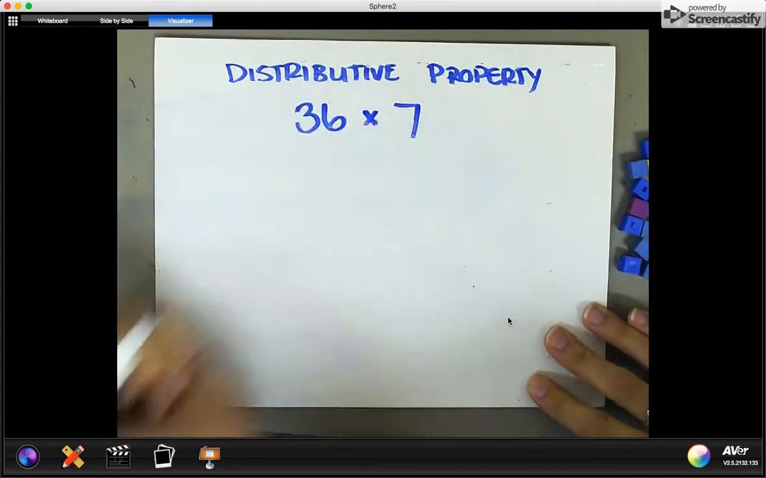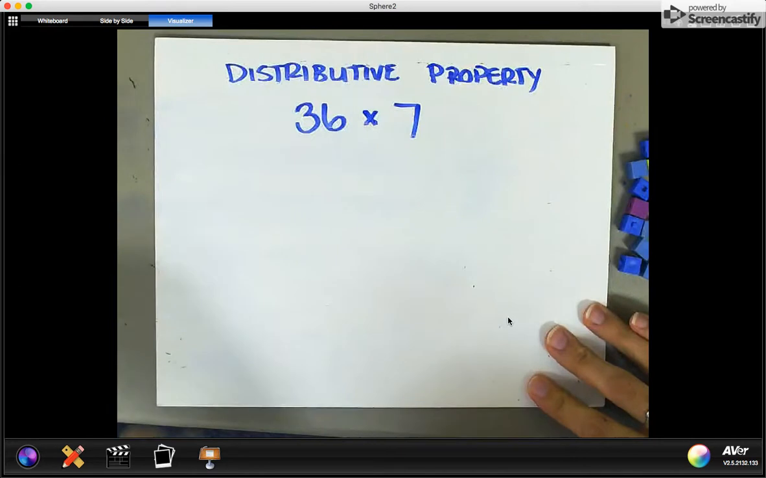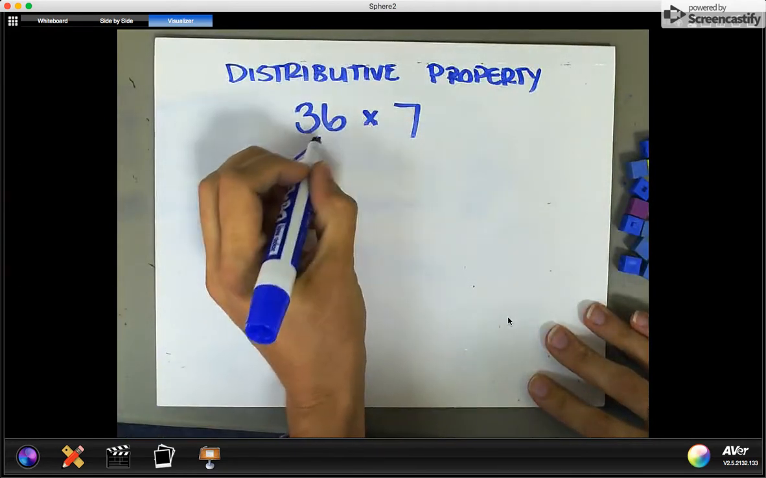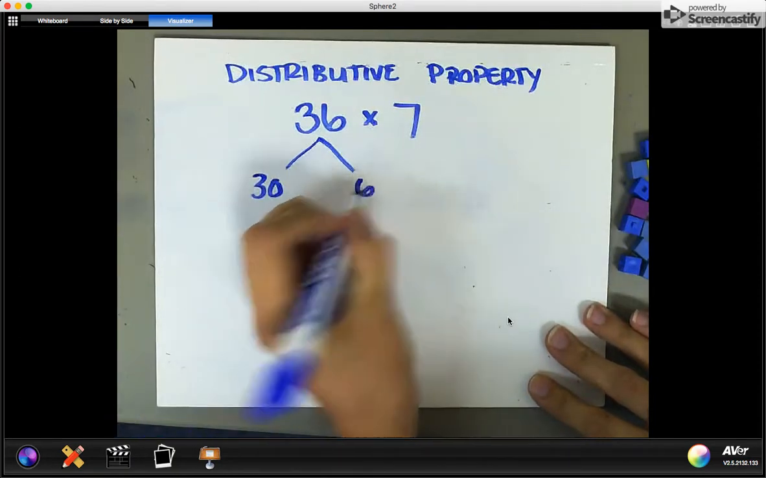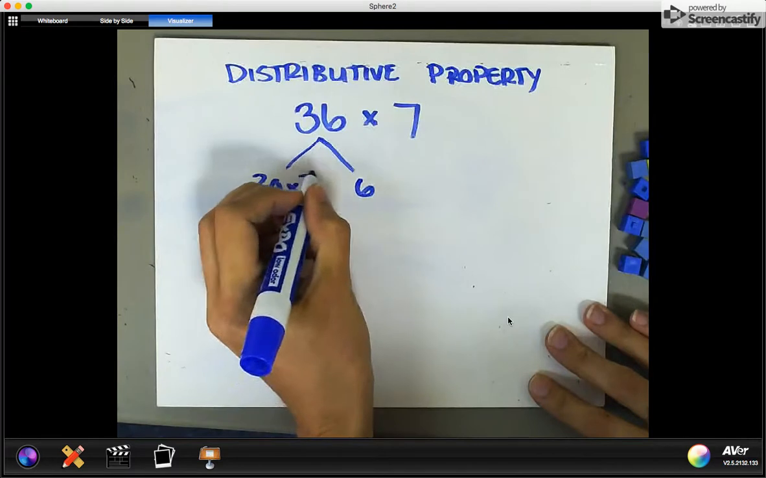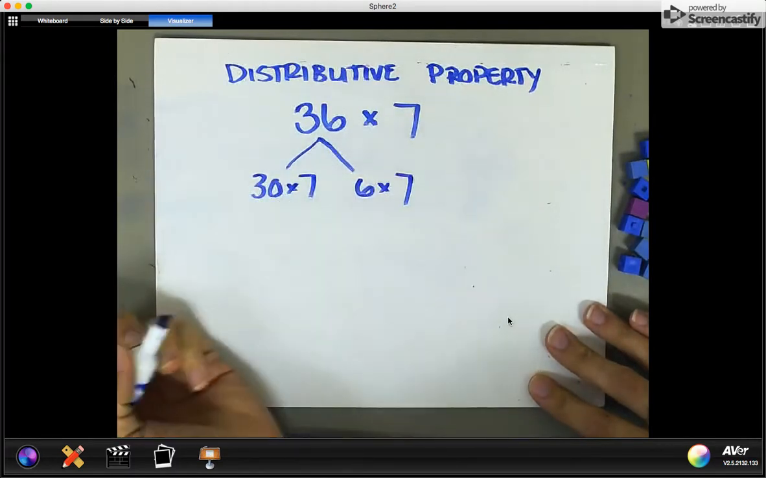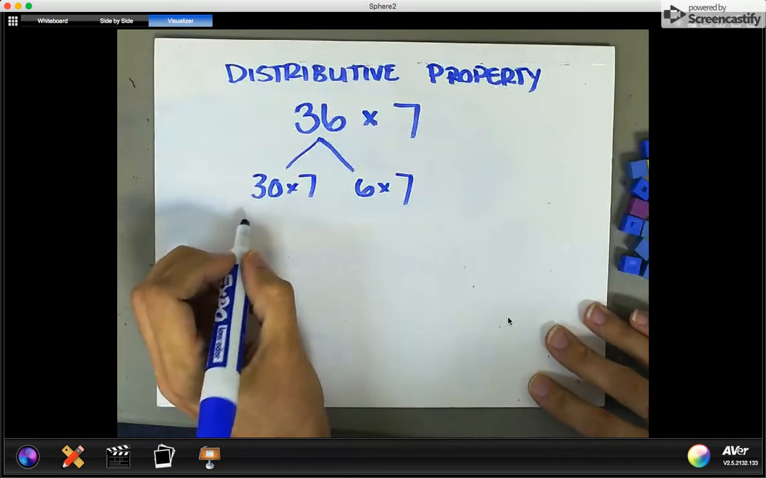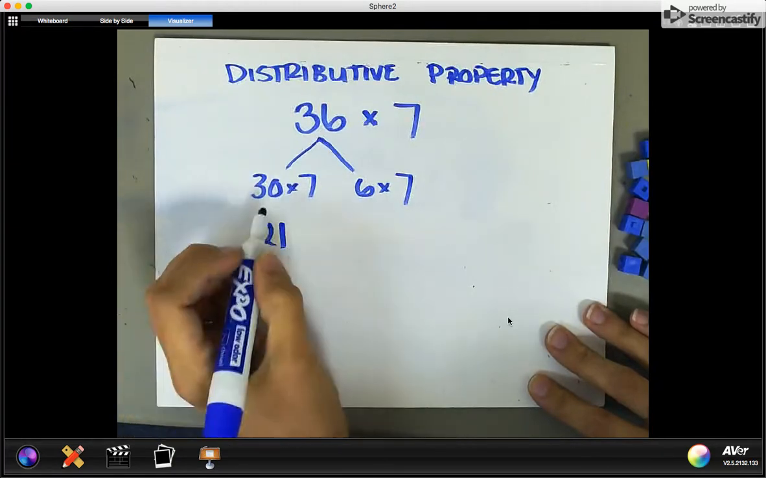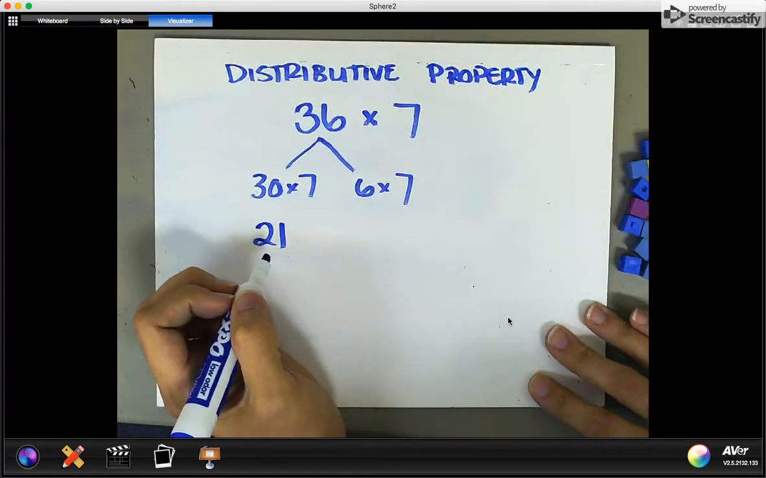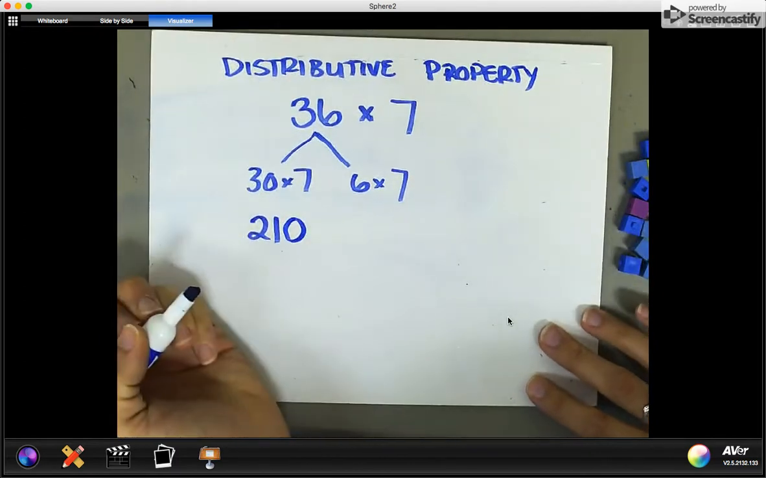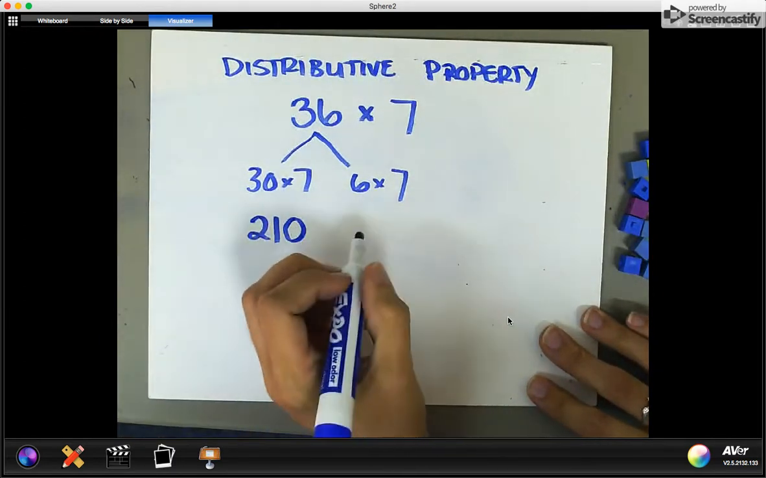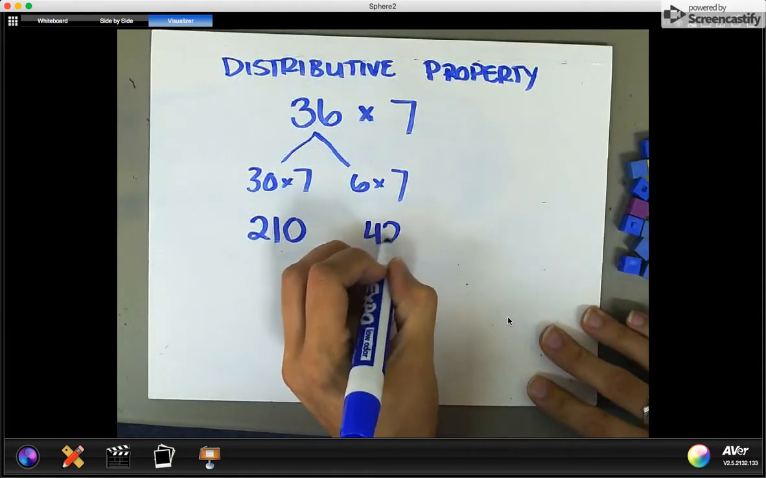36 times 7. Now this is some big numbers, but if you understand the distributive property, you can actually do this in your head. So let's break 36 up into some friendly numbers. 30 and 6. So we have 30 groups of 7, and we have 6 groups of 7. So I know 3 times 7 is 21, so 3 tens times 7 is 21 tens, which is also 210.